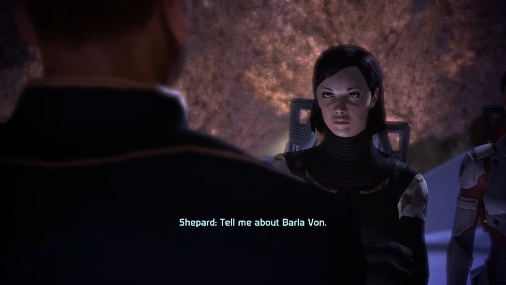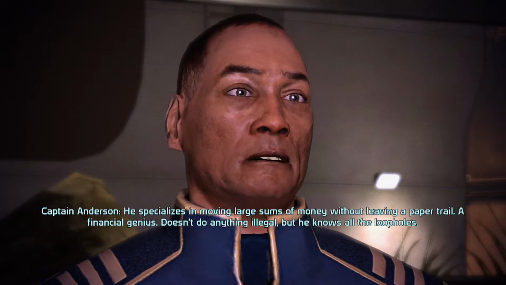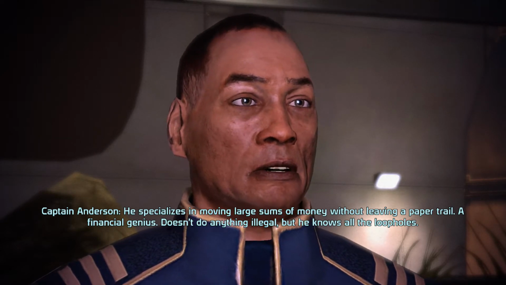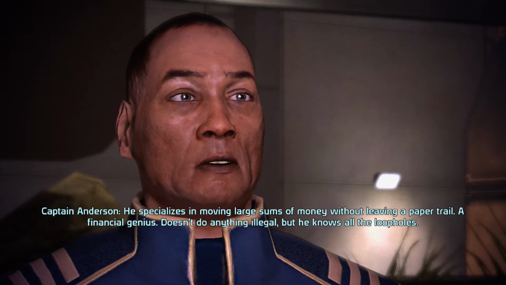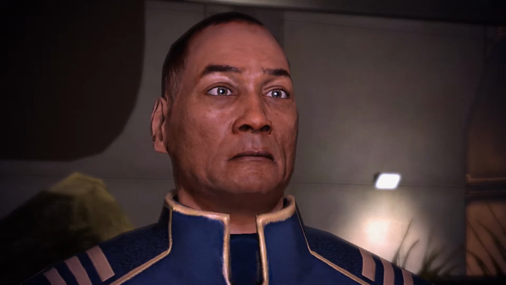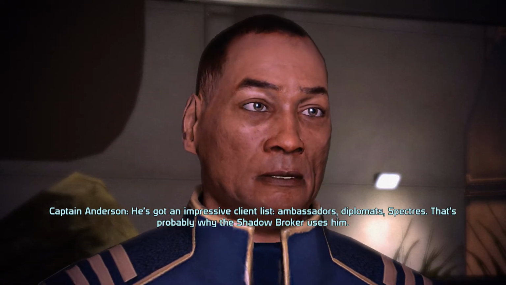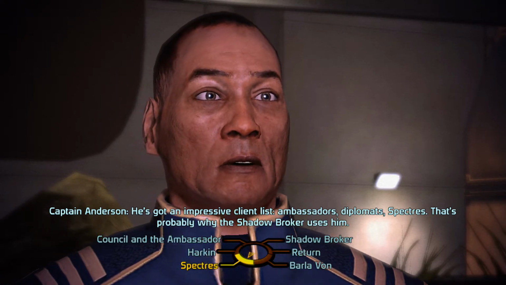Tell me about Barla Vaughn. He specializes in moving large sums of money without leaving a paper trail. A financial genius, doesn't do anything illegal, but he knows all the loopholes. He's got an impressive client list. Ambassadors, diplomats, Spectres. That's probably why the Shadow Broker uses him.